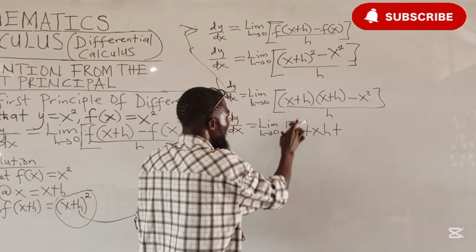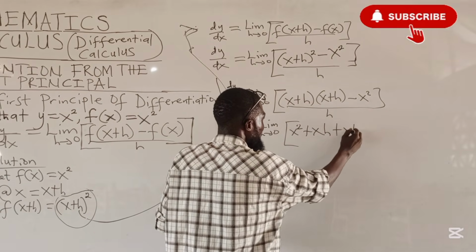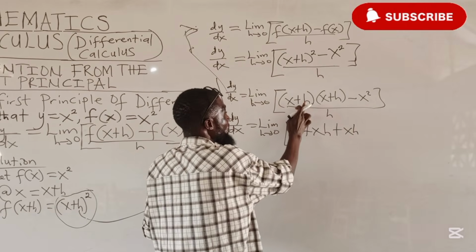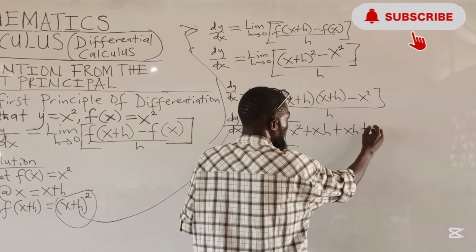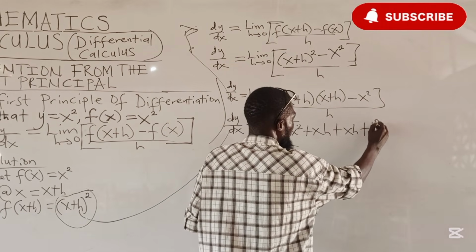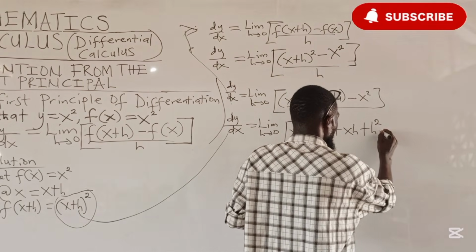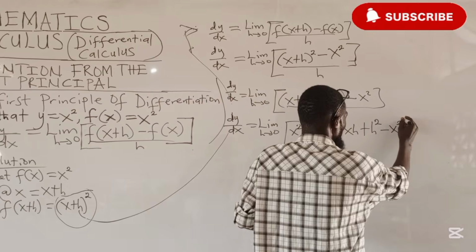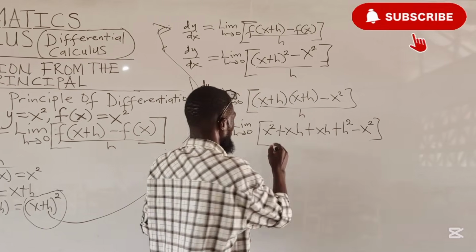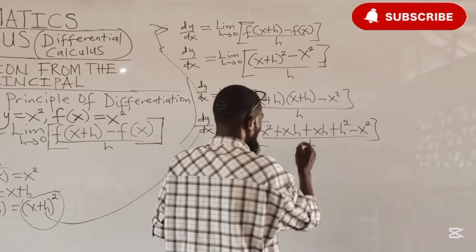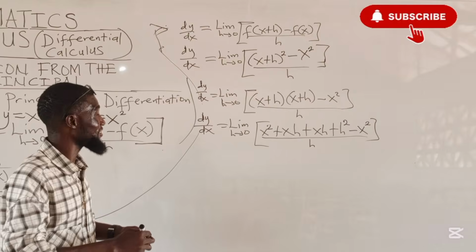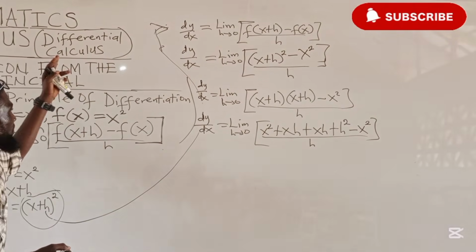Plus what we have? h times x, we get xh. Plus h times h, automatically we get plus h squared. So on this note, ladies and gentlemen, what we have here? Minus x squared. Bracket closes over h. Ladies and gentlemen, this is differential calculus.